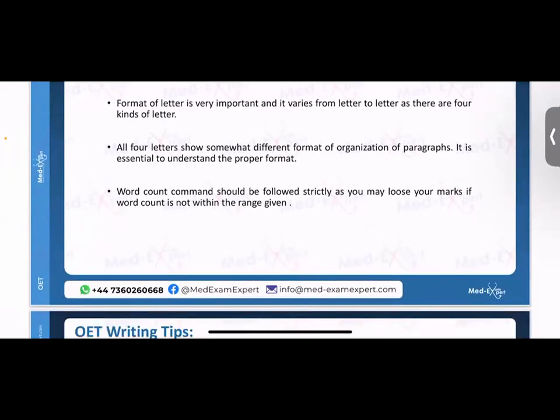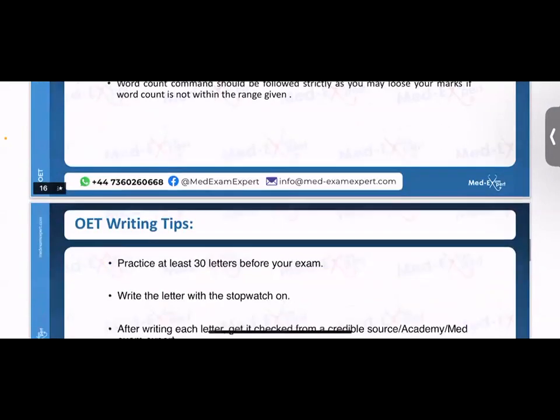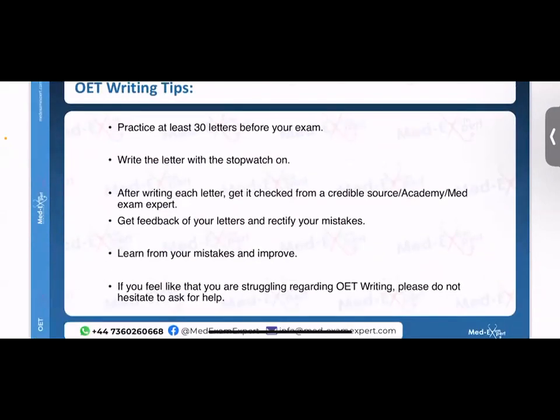The word count command should be followed strictly, as you may lose marks if the word count is not within the range given, which is approximately 180 to 200 words. So there are some tips, like practice at least 30 letters before your exam, even if you are good in English. Write the letter with the timer on, and after writing each letter, get it checked from a credible source, an academy, and obviously an OET expert. Get feedback on your letters and rectify your mistakes.